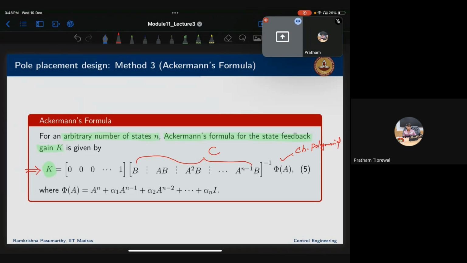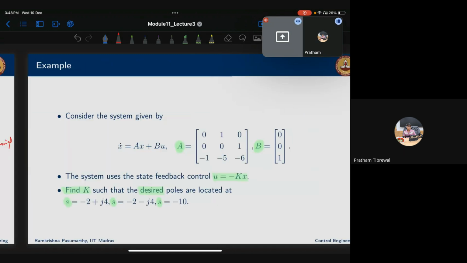Is this clear? The characteristic polynomial is this. Is this clear? Yes, sir. Now you can see the example.